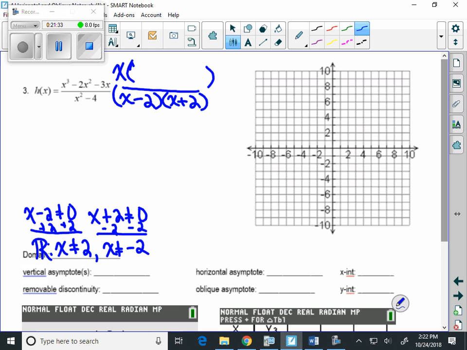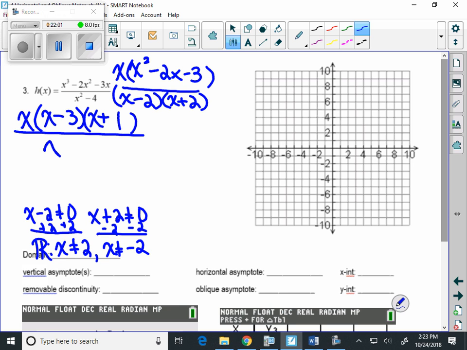And then we have x squared minus 2x minus 3. So we're going to have to factor again by splitting the middle, which I'm not going to show. I'm going to go left here to factor, but it's going to be x, and then x, 3 and 1, minus, plus. And x minus 2, and x plus 2.